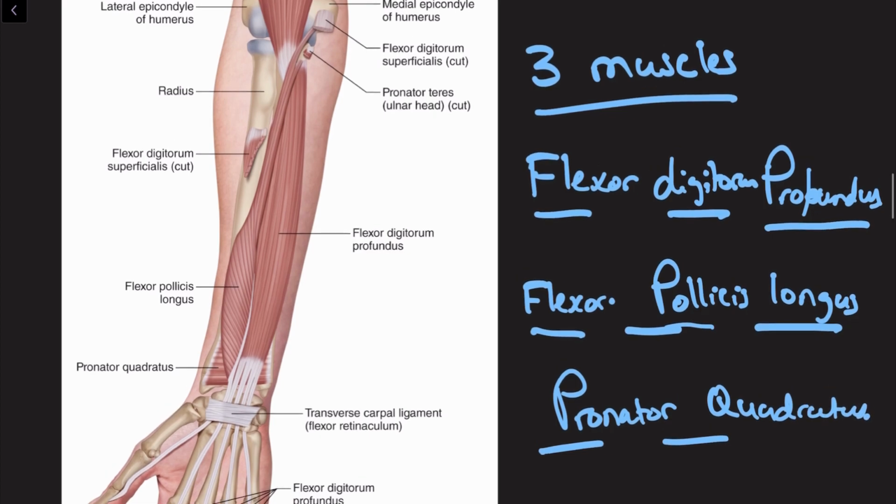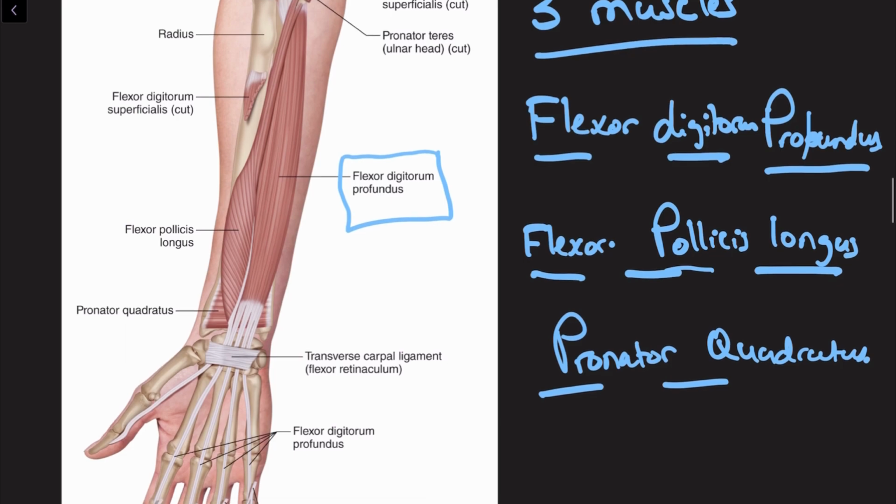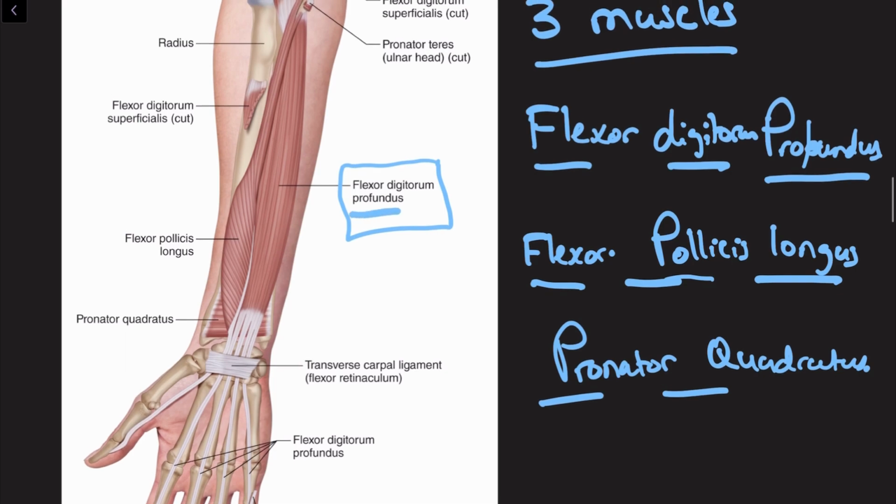Okay, so the muscles are here. The first one was flexor digitorum profundus, which is this muscle here. As you can see, it's a deep muscle. Profundus means deep, and then you've got digitorum here. So we've got the deep muscle going towards the fingers, the digits.